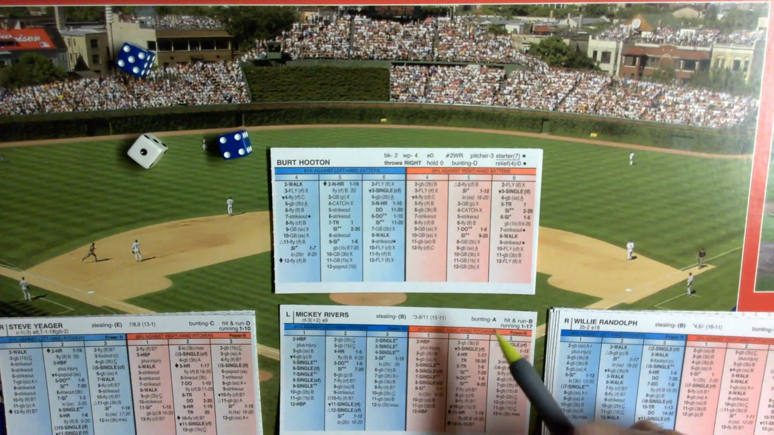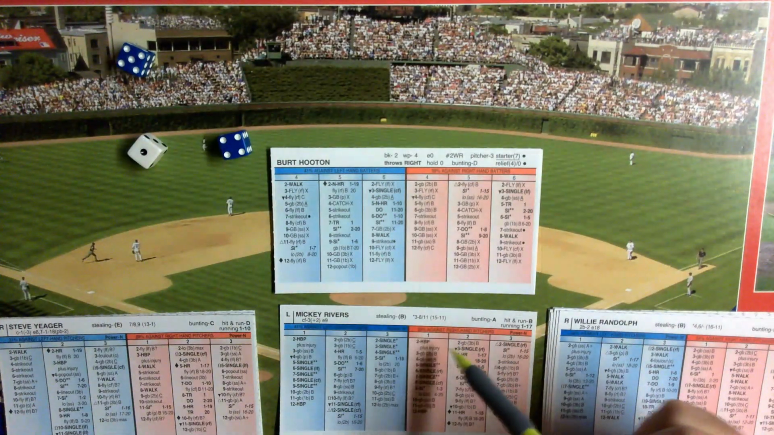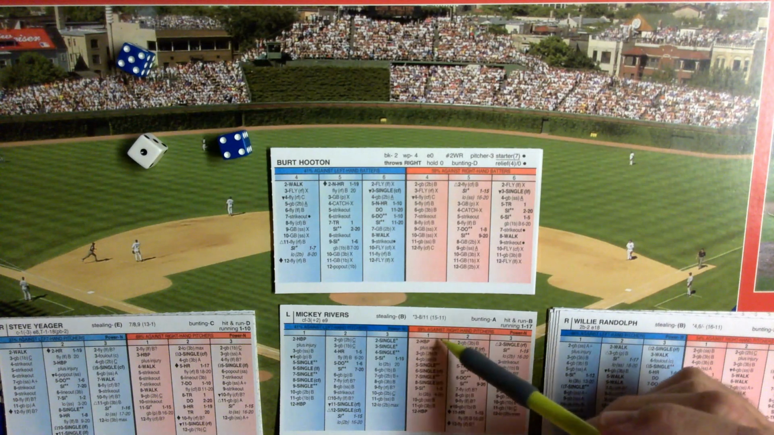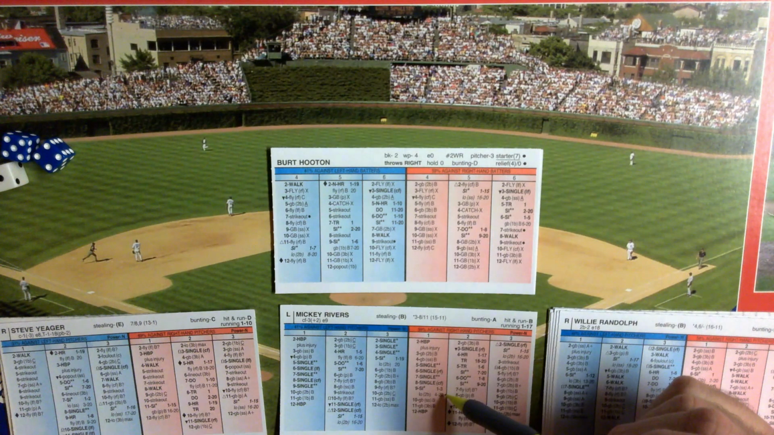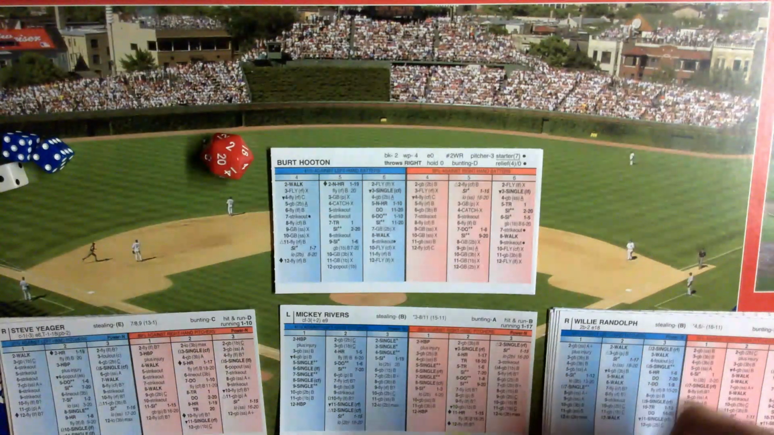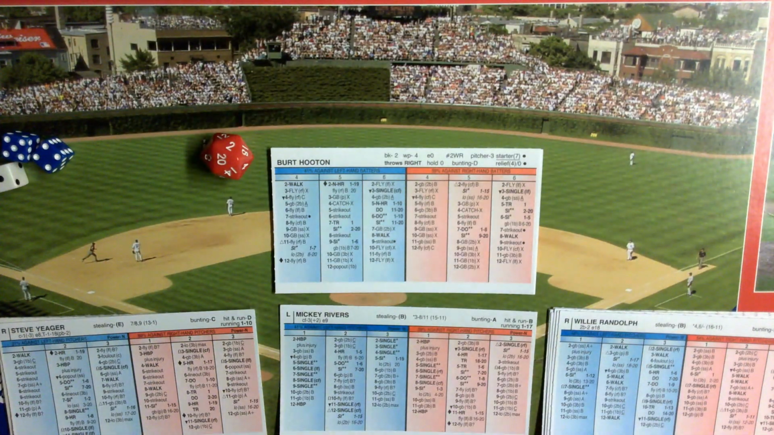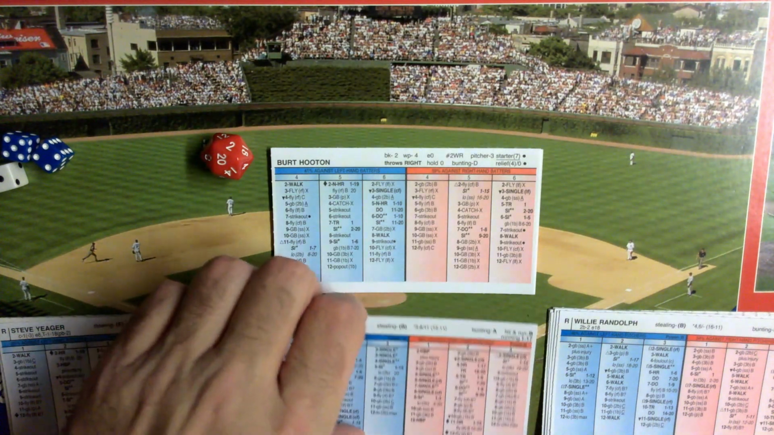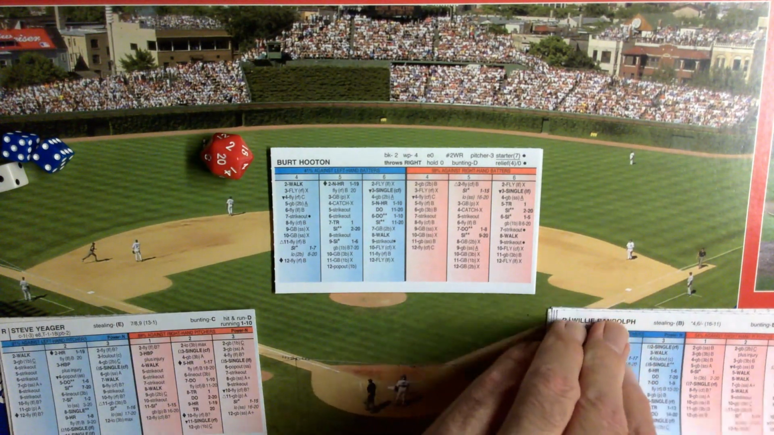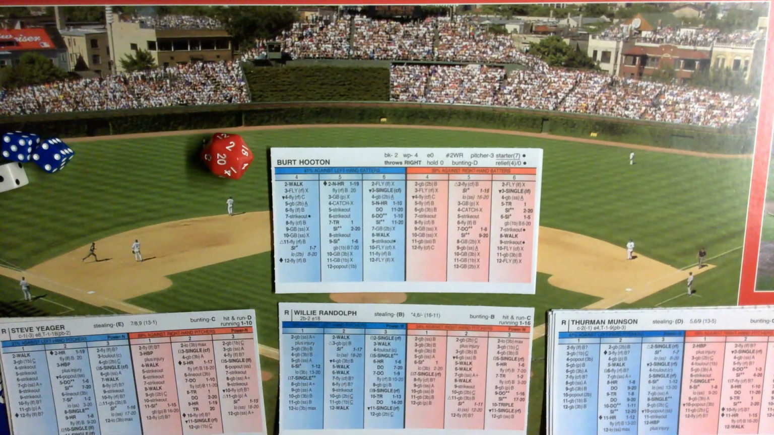1 and a 9 against a right-handed pitcher. A 1 and a 9 is a single, a 1 through 3. A line out to second base, 4 through 20. And that's a line out to second. So Rivers is down.